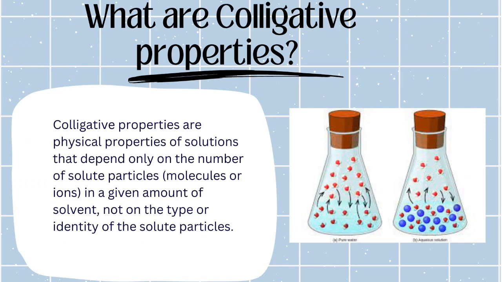So, what are colligative properties? Colligative properties are the physical changes that happen to a solvent when you add a solute into it. These changes don't depend on what kind of solute you add, but on how many you add. Colligative properties help us understand how a certain amount of solute particles change the way a solvent behaves.